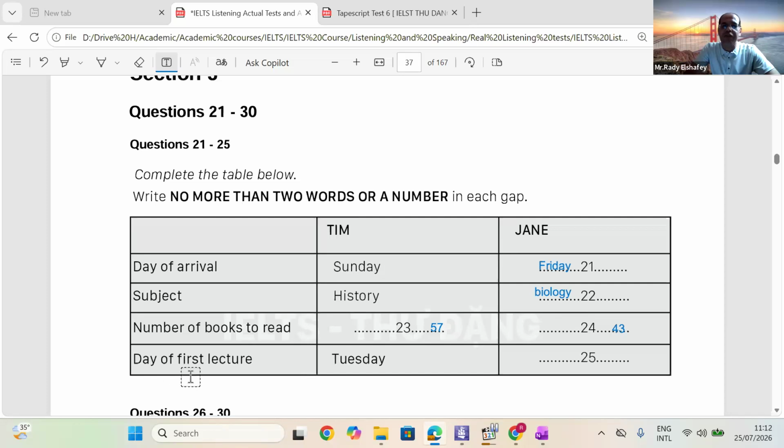No problem. It's okay. Their first lecture, Tuesday for Tim. And what about Jane? Wednesday. Because she said the day after 12. Yeah, she said the day after. The day after means Wednesday.